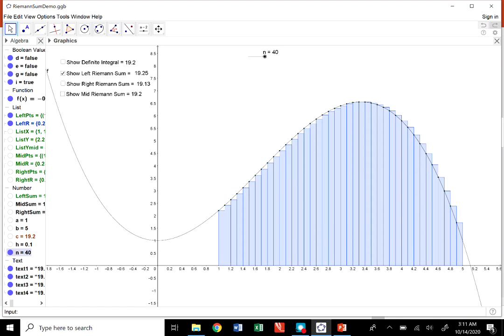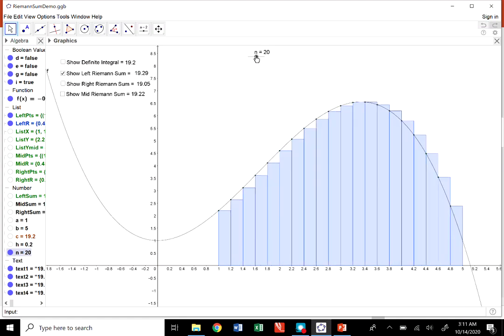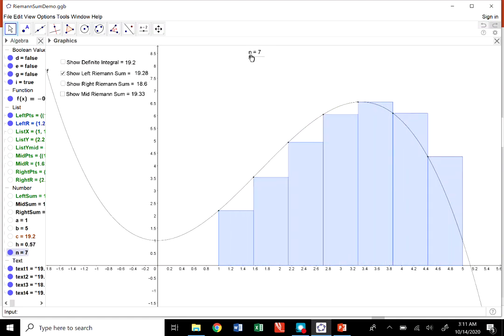Okay. Now, this is based on the left endpoints. By the way, the sum of these rectangular areas is called the Riemann sum. Bernhard Riemann is a great mathematician, and so this is named after him, Riemann sum. So Riemann sum with the left endpoints is this.